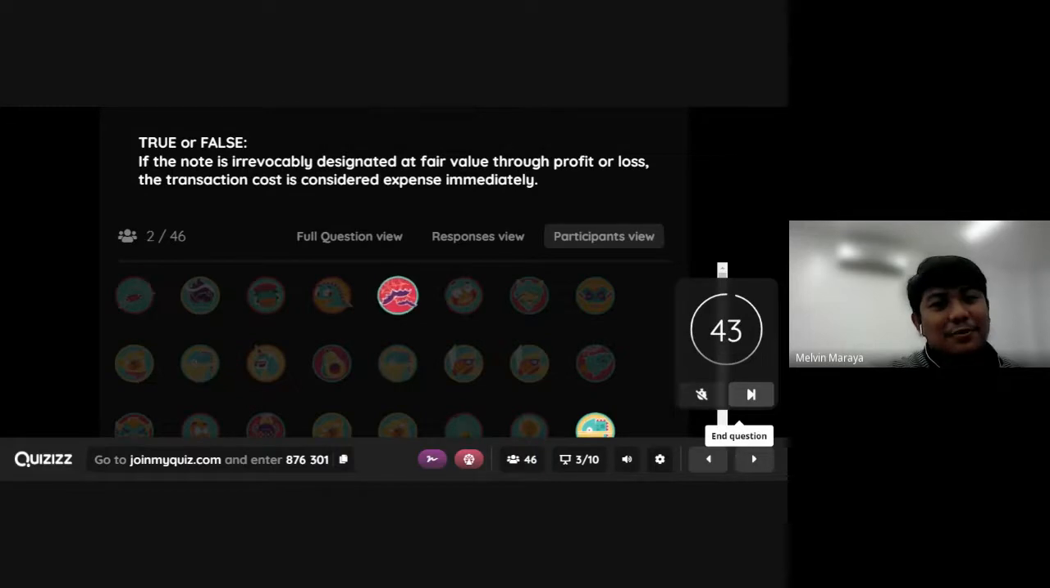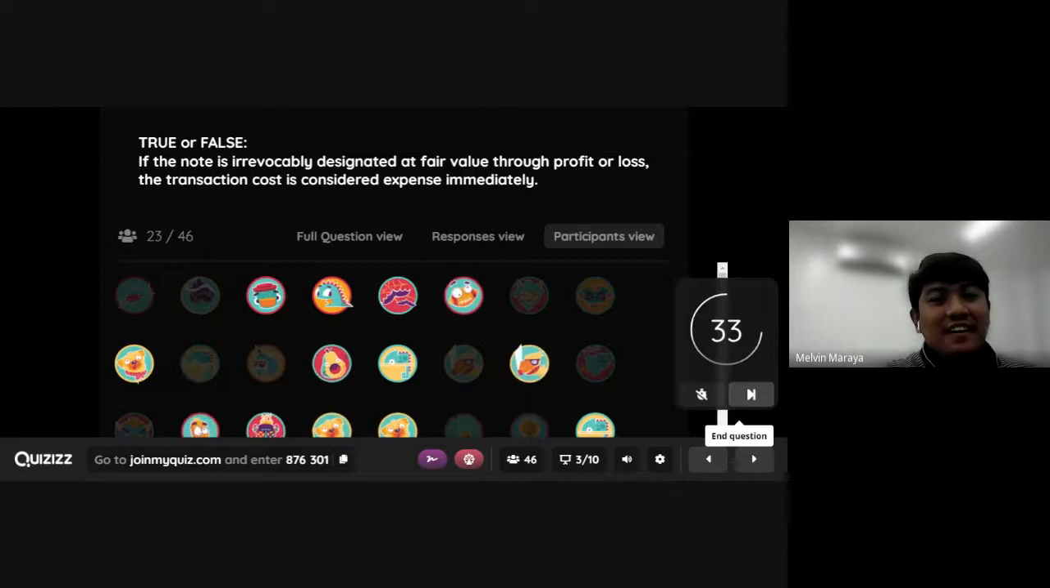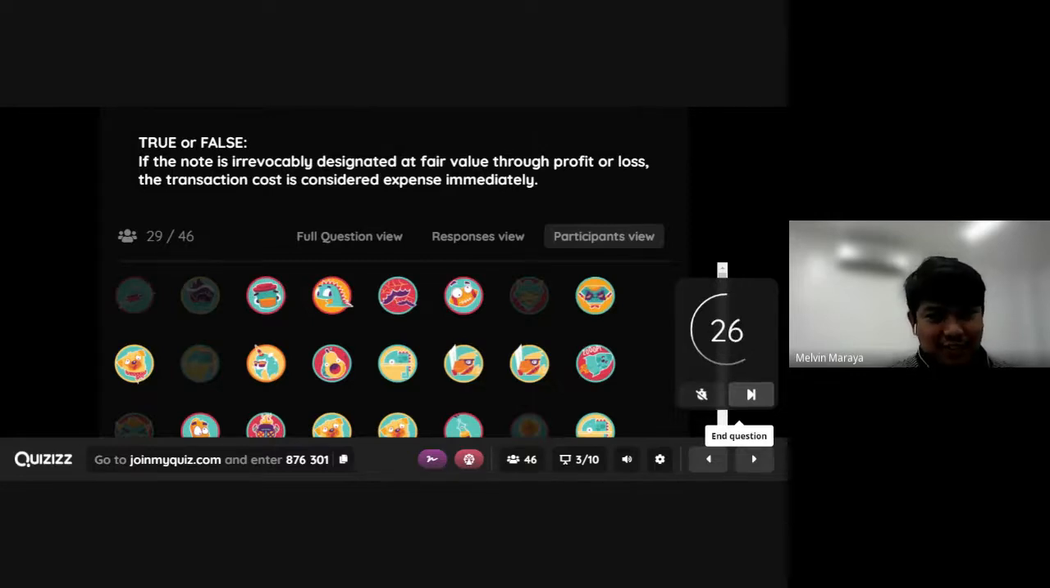If the note is irrevocably designated at fair value through profit or loss, the transaction cost is considered expense immediately.